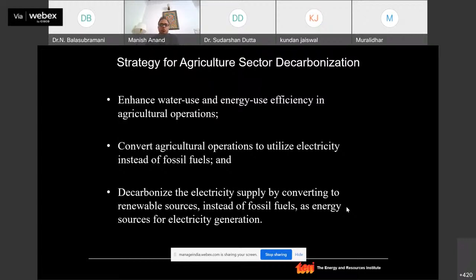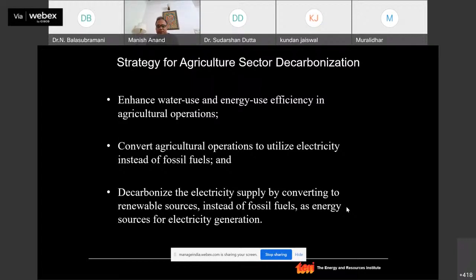So we need to decarbonize the agriculture sector, and what should be the strategy for that? For decarbonizing agriculture, we need to enhance water use and energy use efficiency. It has been argued that water use efficiency and energy efficiency in agriculture are self-regulating phenomena, and these are largely driven by water and energy prices. This is only partially correct now.